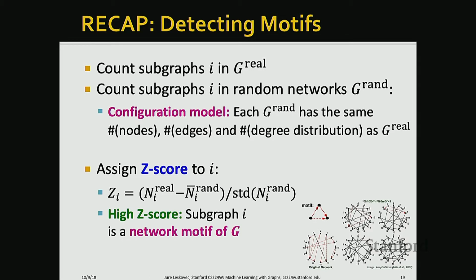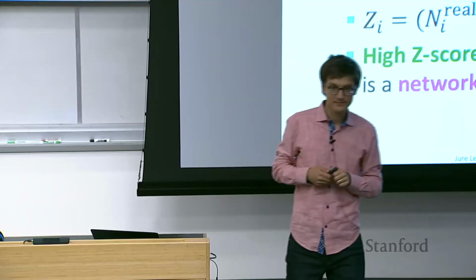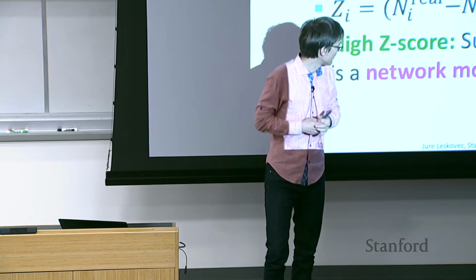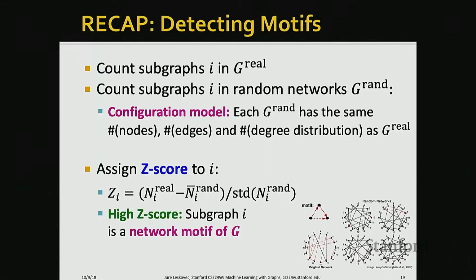And then this is the, wow, yes, go. How do we ensure that we generate enough random graphs so that we get the correct value of z? Great, so the question is how many random graphs do you need to generate?